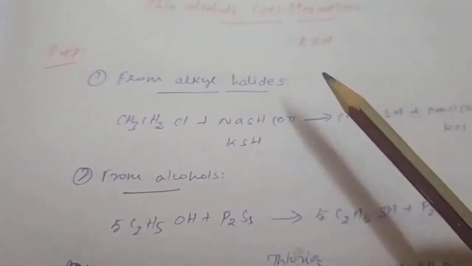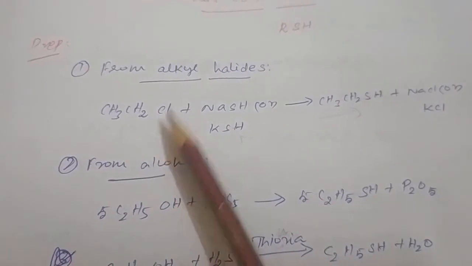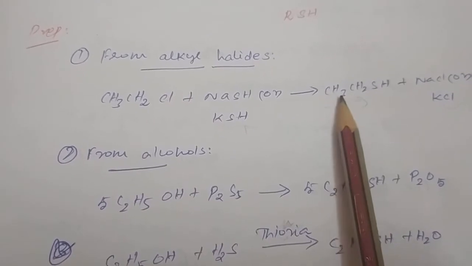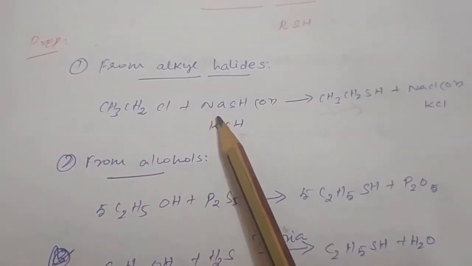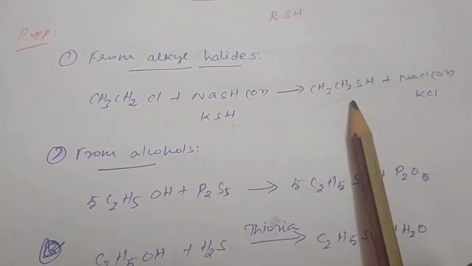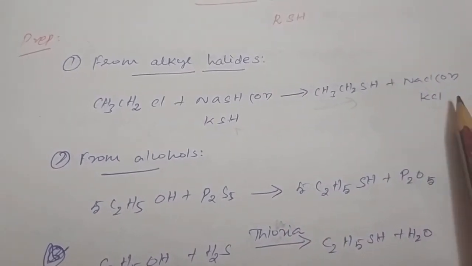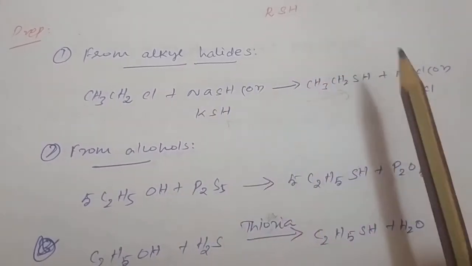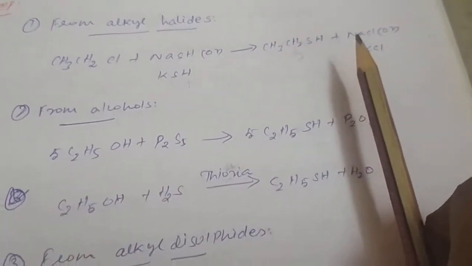So preparation. So first preparation is from alkyl halide. So ethyl chloride reacts with sodium thiol or potassium thiol to form thioalcohol. Here C2H5Cl reacts with sodium thiol NaSH or potassium thiol KSH to form thioalcohol, and sodium chloride or potassium chloride is formed as the other product. If you use sodium thiol means you get sodium chloride. If you use potassium thiol means you get potassium chloride.